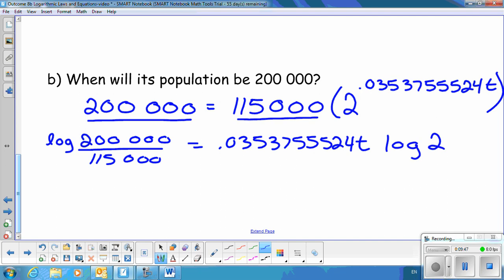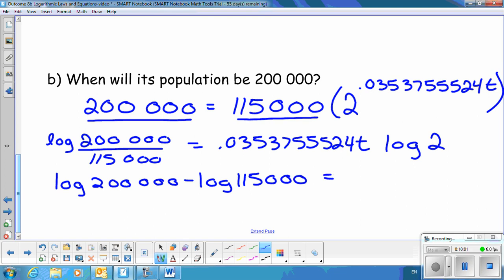You should be familiar with this process now. We're going to write the left-hand side as a subtraction of those two. So I end up with log of 200,000 minus the log of 115,000 equals that big long decimal number times t log 2.